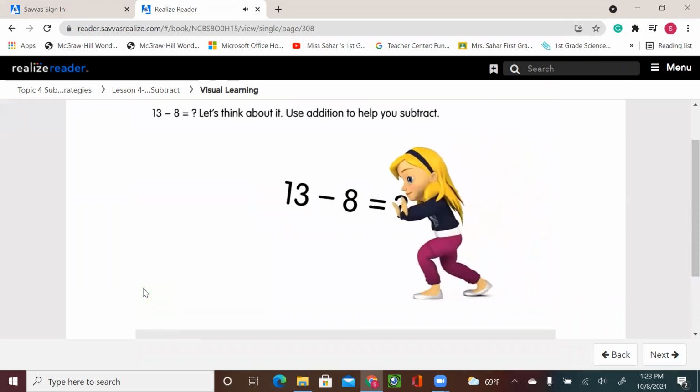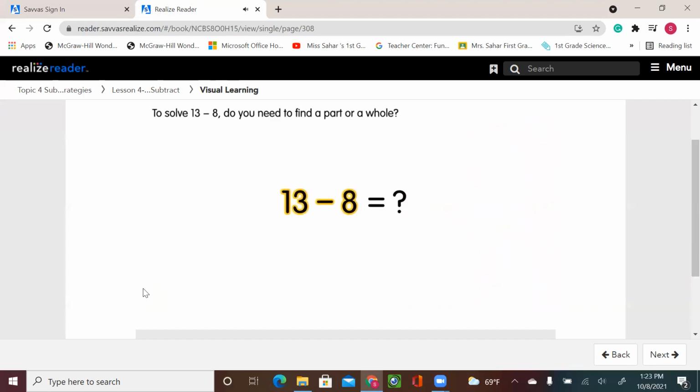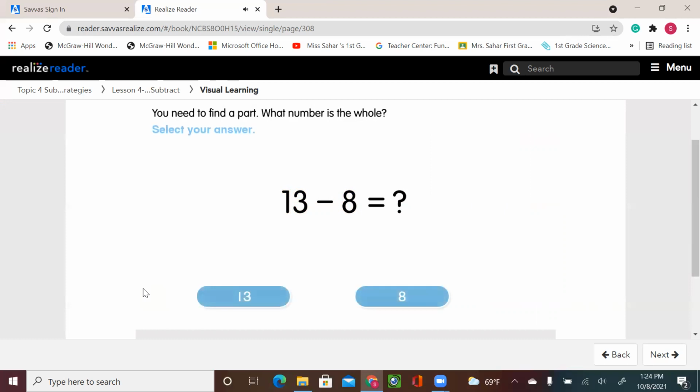"13 minus 8 equals..." Let's think about it. Use addition to help you subtract. To solve 13 minus 8, do you need to find a part or a whole? You need to find a part. What number is the whole? Select your answer.